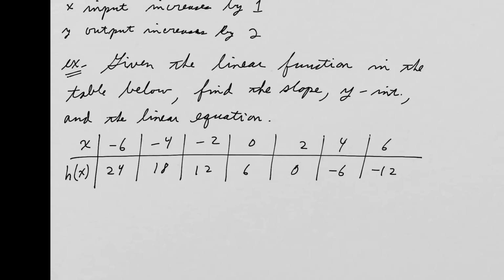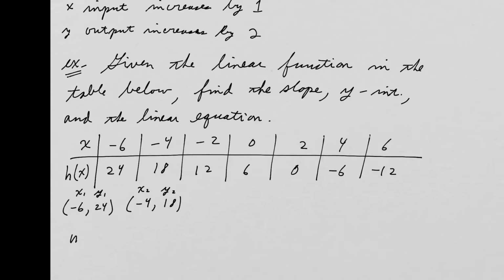Okay, so I want to find the slope first, right? Well, since this is linear, it doesn't matter what 2 points I use to find the slope. Maybe just use the first 2 points. Okay, so let's say I use -6, 24. I'll call that x1, y1, and then maybe -4, 18. But really, I could use any 2 points, right? Because it's linear, so the slope is not going to change.